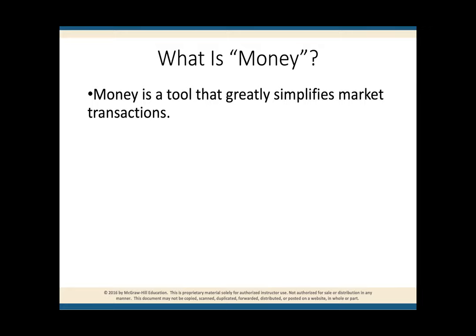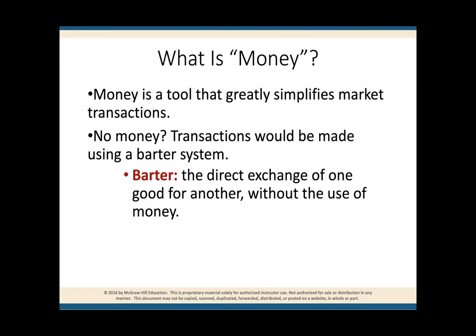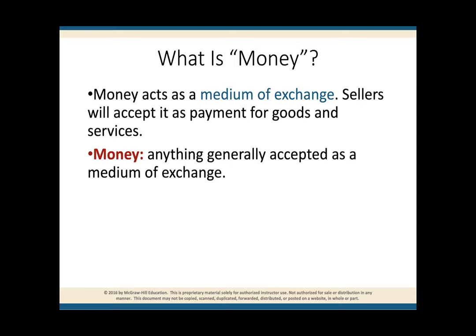They want Mexican pesos because they know somebody in Mexico is going to be willing to accept that currency as a form of payment, right? So that's what money is. Again, if there was no money, transactions would be made using a barter system, right? The direct exchange of something instead of money.